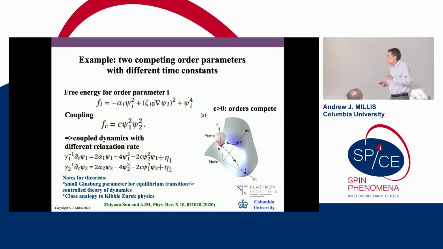OK, now I'm not going to go into any of the theoretical details, but I did want to say for any theorists in the audience that basically if you have a small Ginzburg parameter for the equilibrium transition, meaning that this mean field-like description is more or less good, then you also have a controlled theory of dynamics controlled by the same parameter. And the second thing for those of you who like this is that you can view this as a kind of variant on the Kibble-Zurek criticality, if you know what that is. And if not, don't worry about it.